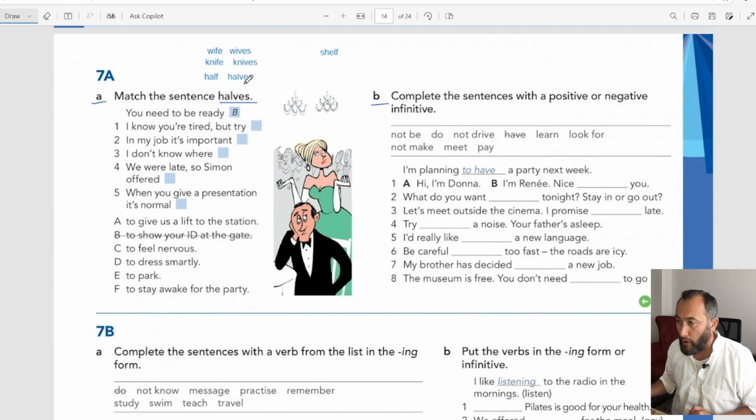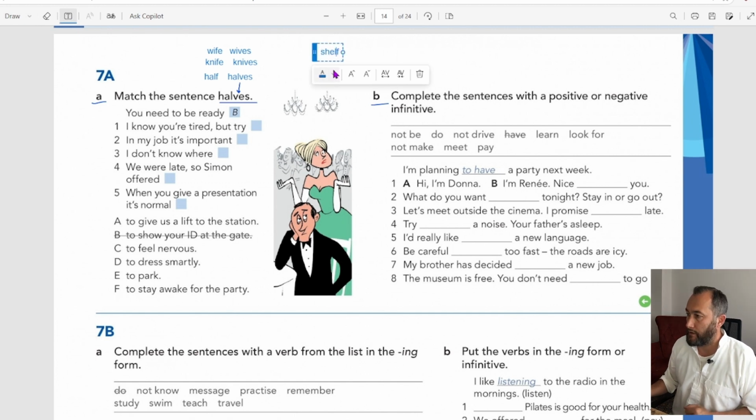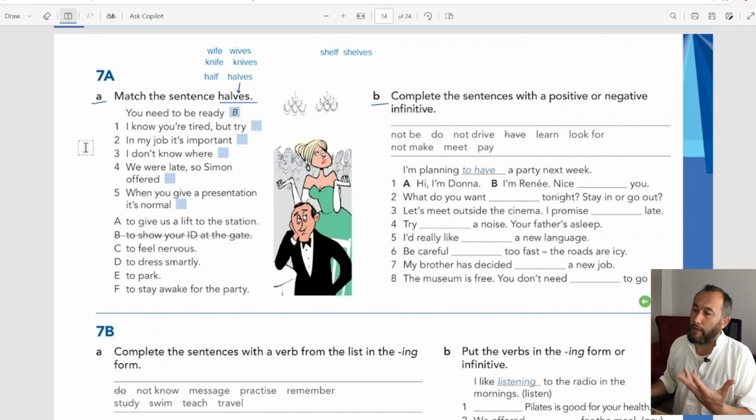So if you're thinking like, why halves? What does it mean? It's actually half, plural form. Shelf becomes shelves, obviously, yeah? Right. That's it. Now we're gonna try matching them.